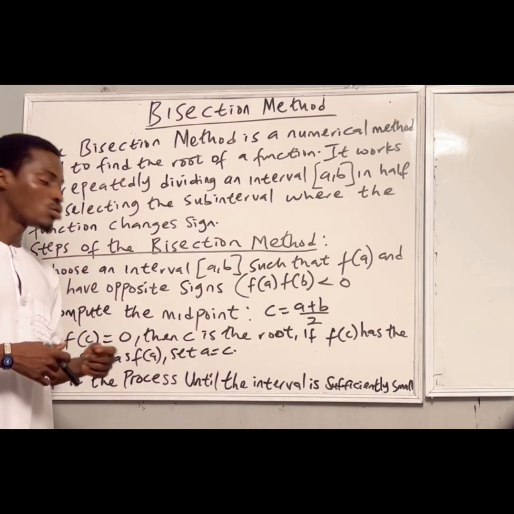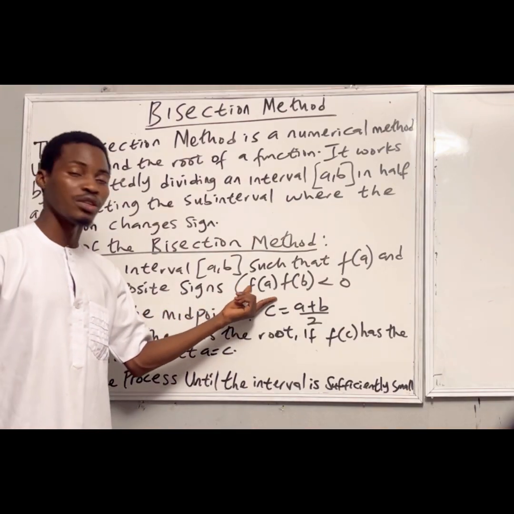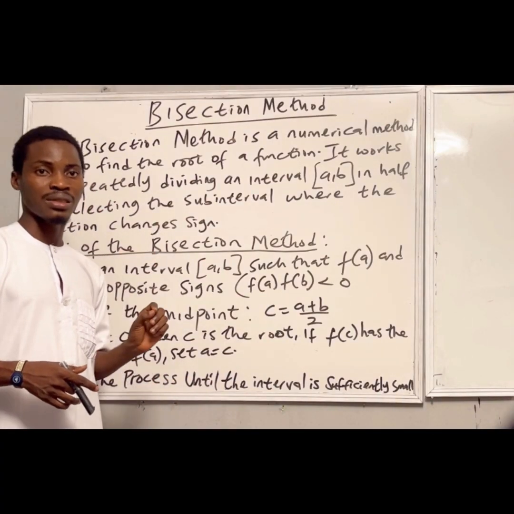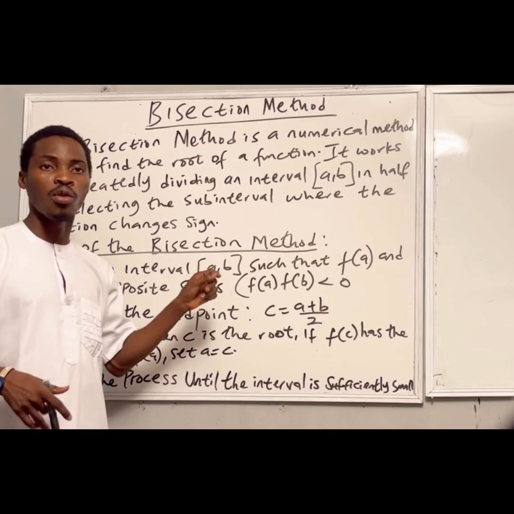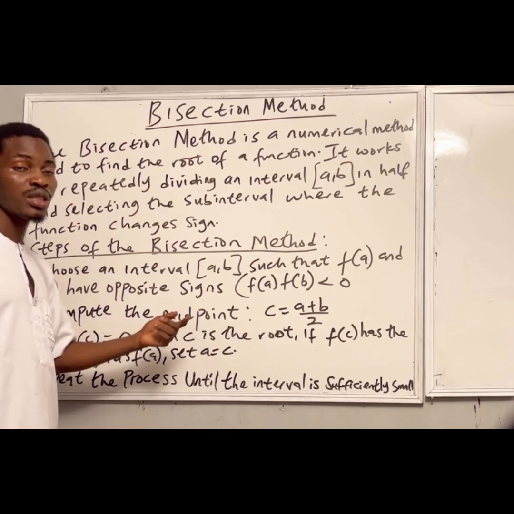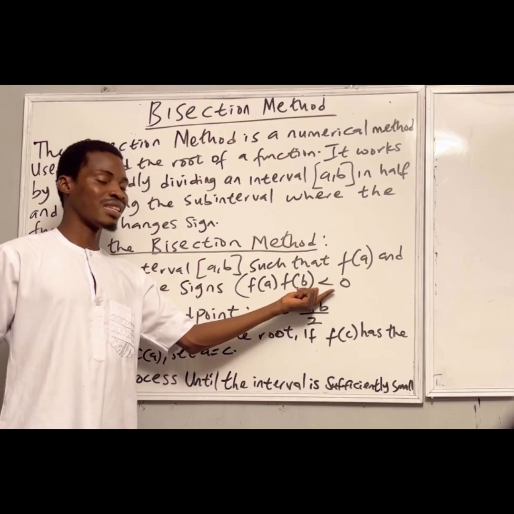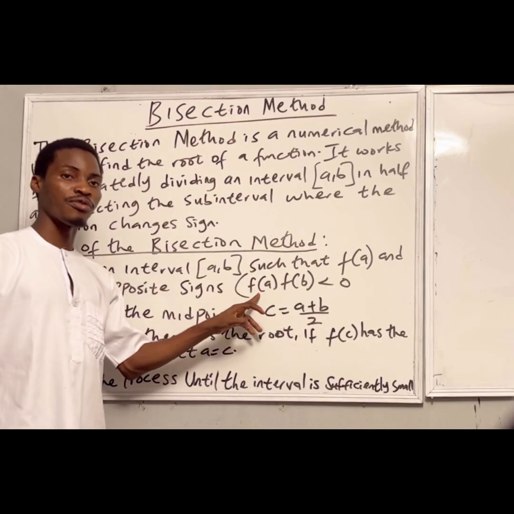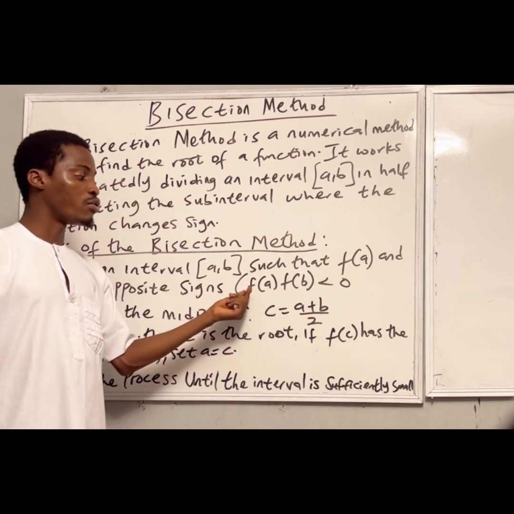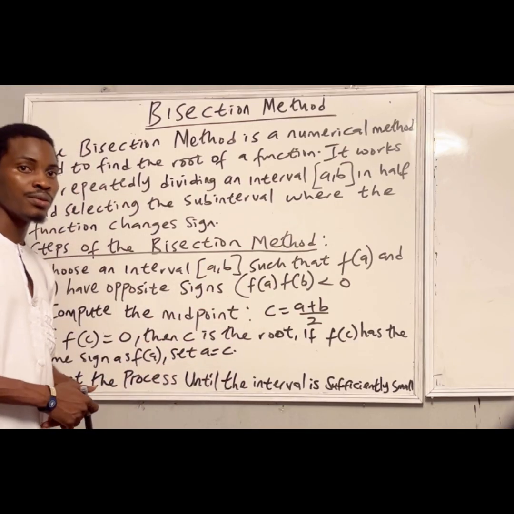Then the next step is to compute the midpoint. Suppose f of a is positive and f of b is negative, that is plus and minus. We now take a plus b divided by 2, so we have computed the midpoint c. Then f of a times f of b must be less than 0. No matter what, if you multiply f of a and f of b, the sign change means the product must be less than 0.